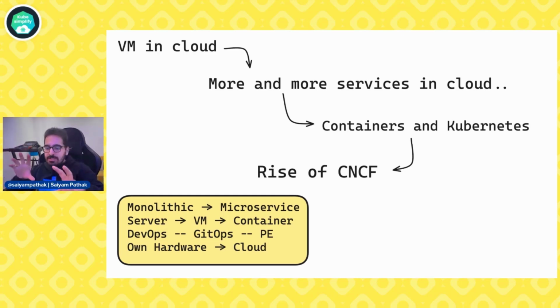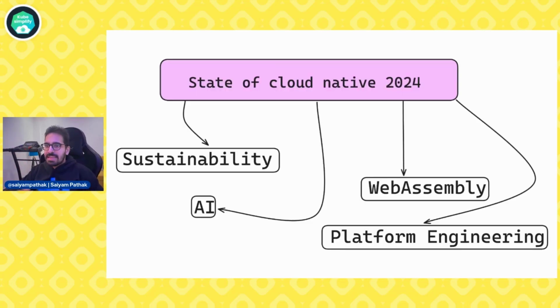So I wanted to set the context first before we move to the main thing: the state of cloud native in 2024. In this particular video, I'll be explaining 4 key areas where I think 2024 will see a lot of movement. One is sustainability, one is WebAssembly, one is AI, and one is platform engineering. There are other areas where we'll see continuous growth, but these areas might see some very big disruptions, very big new innovations and new production use cases, or massive adoption and things like that.